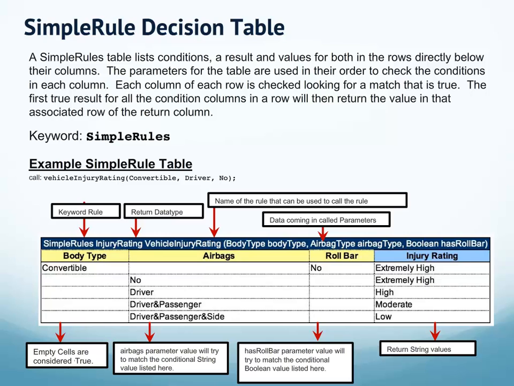Notice that the roll bar is no for a conditional value, and in the parameter it's expecting a Boolean, which is yes or no. That last column, you'll always have one last column in a SimpleRules decision table, which is the return column and has the return values. Those return values must be the same data type as expected for the data type that you listed in the header. That's a basic structure for a SimpleRules table, and you'll note that it doesn't require a lot of syntax that you're going to have to enter for more complex rules.